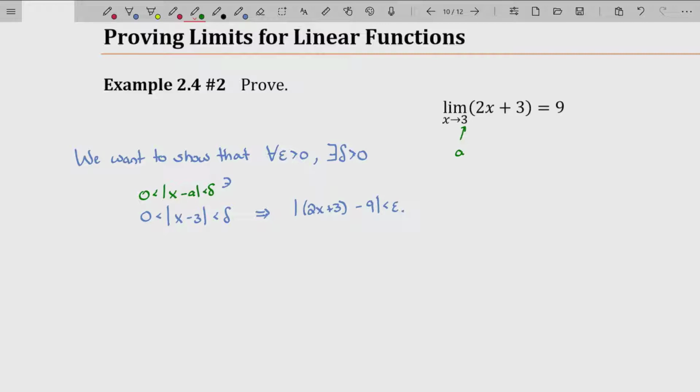That should imply the distance between f of x and L is less than epsilon. And this right here is f of x, and that is L. So my language matches up with the definition. Now, I haven't proven anything. I'm just setting this up, letting myself know where I want to go with this proof. I want to match the definition. We want to show that this statement is true.